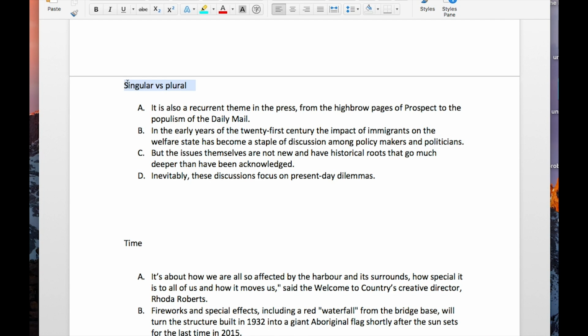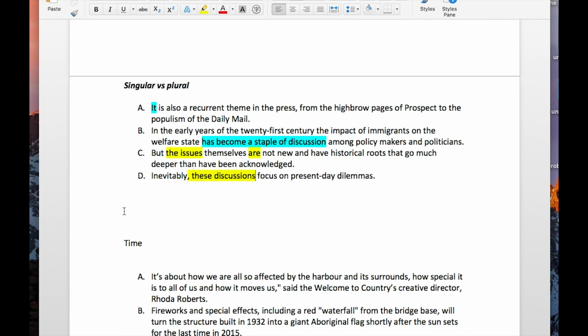The next one is about using the singular and plural method to practice. This one I found is quite useful, especially when the passage is quite short. So how do we use this? First of all, without reading the passage, you can see this sentence starting with "it is" — there must be something singular. And this sentence starting with "has become a discussion" — there must be something singular. And then here they have "the issues" — there must be something plural. The issues are something. And then we have "these discussions" — there must be a plural, focusing on present-day dilemmas.